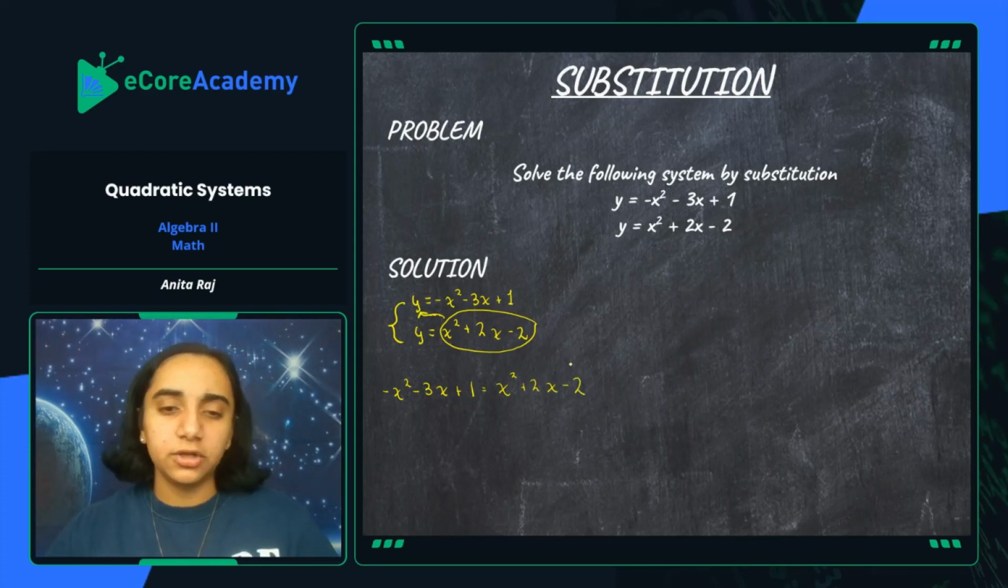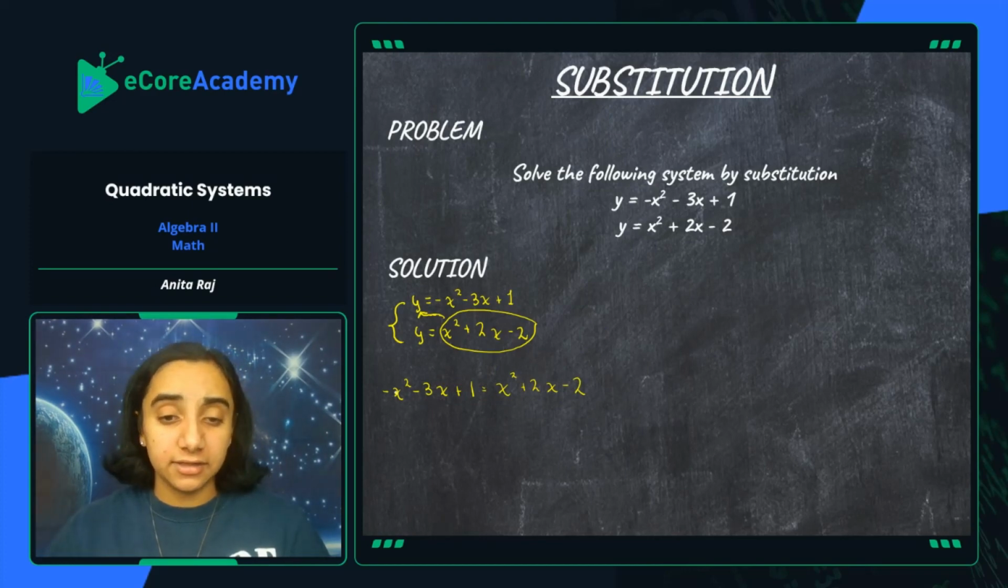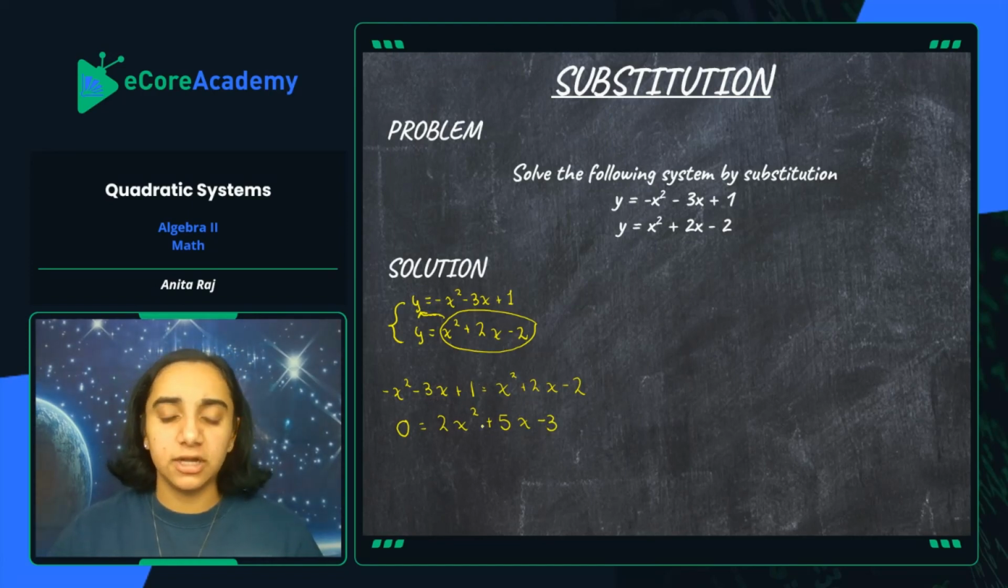Then let's move all of the terms over to one side of the equation so we can set it equal to 0. So if I add x squared to both sides of the equation, I end up getting 2x squared. If I add 3x to both sides of the equation, I get plus 5x. And then if I subtract 1 from each side of the equation, I get negative 3. We pretty much eliminated the left side of the equation, and now we have a quadratic set equal to 0. So now we can actually solve.